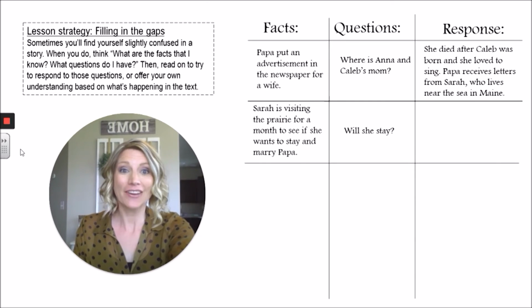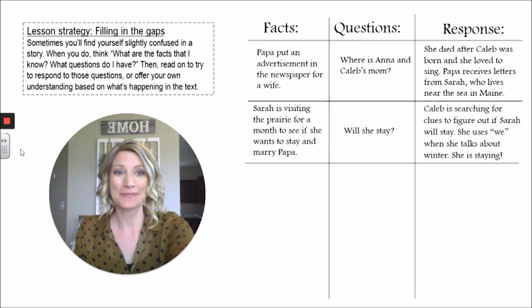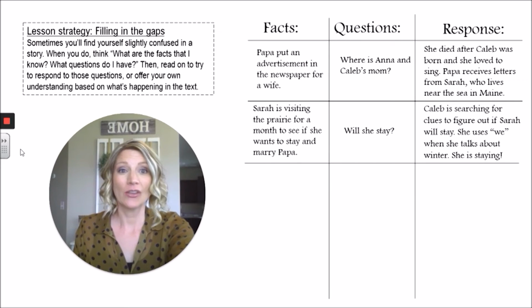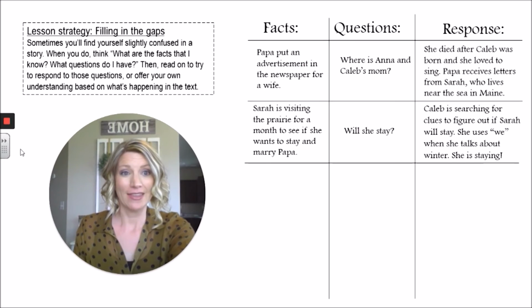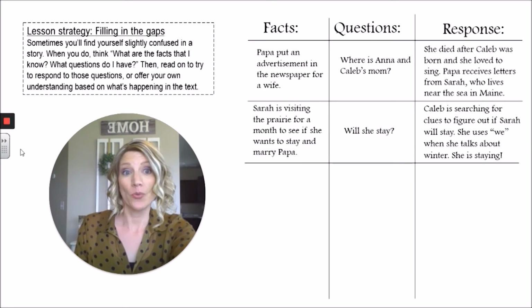Readers, let's add a response to our form. The question, "Will she stay?" was answered in our text that we just read. Caleb is searching for clues to figure out if Sarah will stay. She uses the word we when she talks about winter.